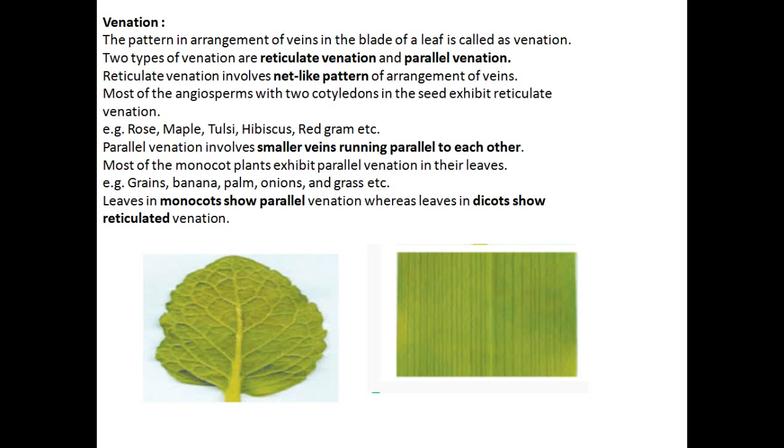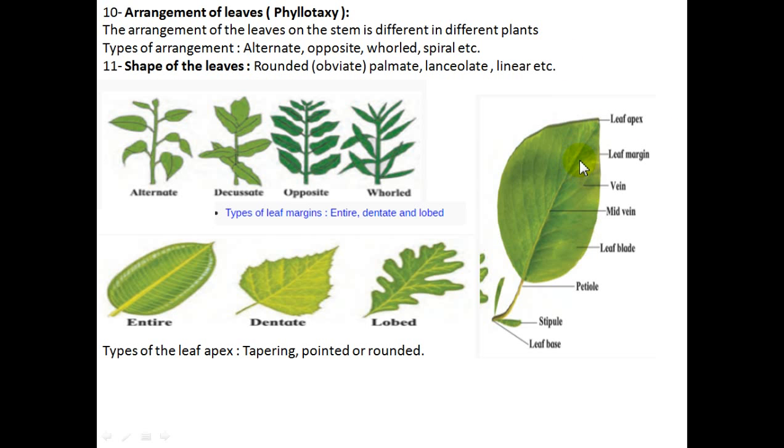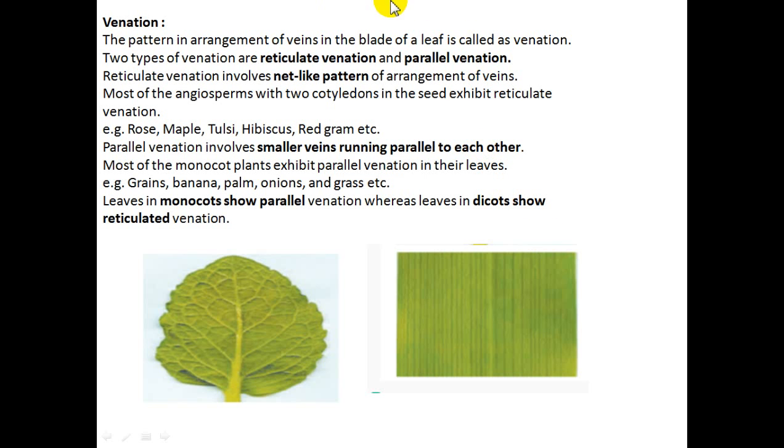You will see the next topic, venation. What is venation? The pattern of veins present on the leaf is called venation. Veins क्या होते हैं? You will see from the midrib different types of veins come out, and later these veins are divided into very fine lines. In different types of plants, different types of venation are there. The pattern of arrangement of veins in the blade of the leaf is called venation.